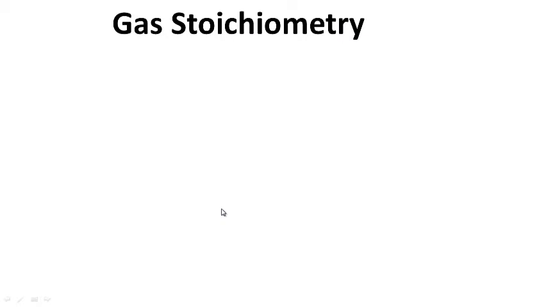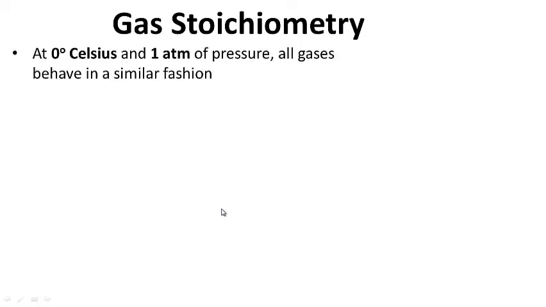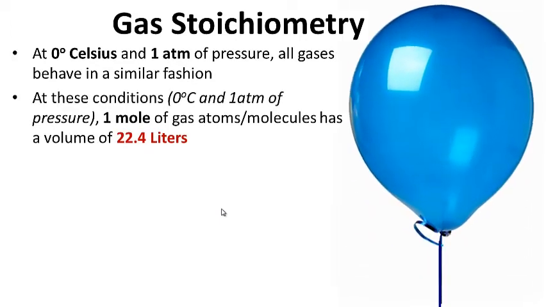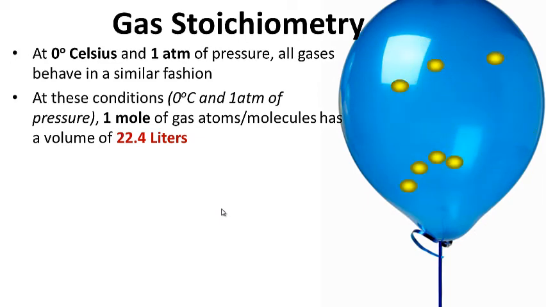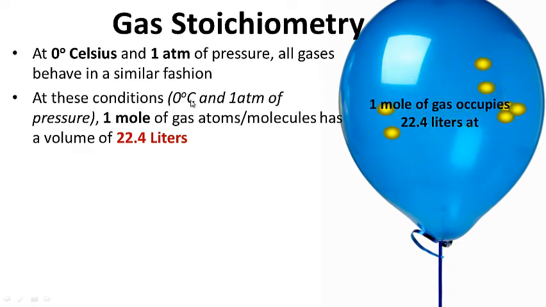Okay, so gas stoichiometry. At 0 degrees Celsius and 1 atmosphere pressure, all gases behave in a similar fashion. At these conditions, by the way, 0 degrees Celsius is also equal to 273 Kelvin, 1 mole of gas atoms or molecules has a volume of 22.4 liters. So at 273 Kelvin, or 0 degrees Celsius, same thing, and 1 atmosphere of pressure, 1 mole of gas atoms, or 6.02 times 10 to the 23rd molecules, has a volume of 22.4 liters.